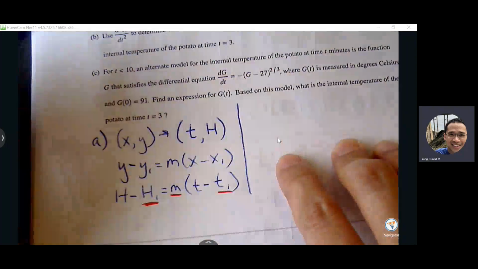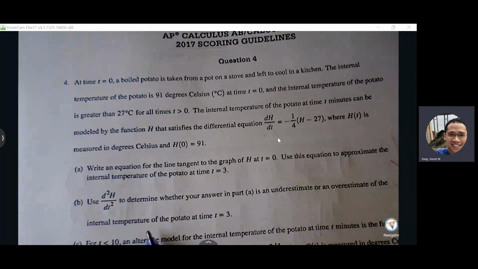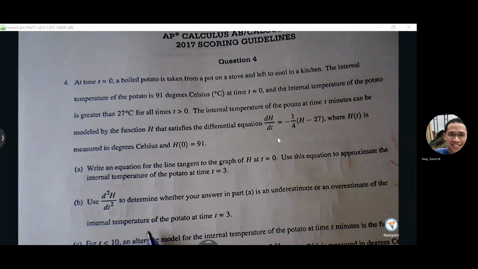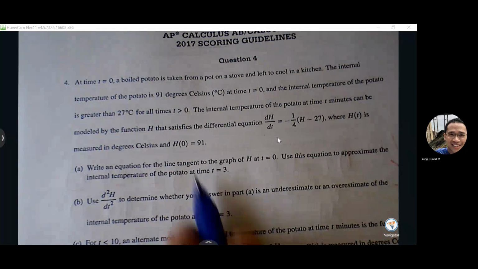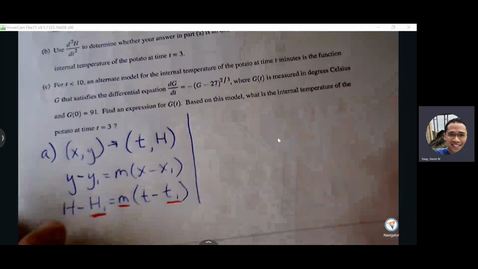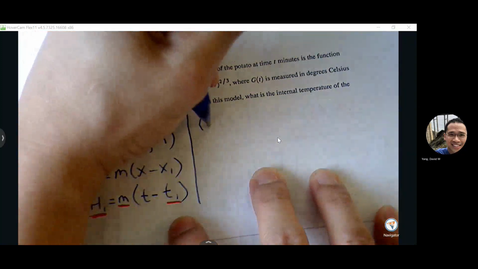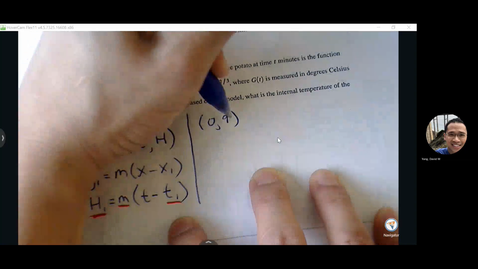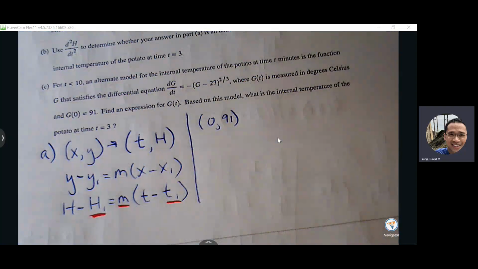Okay, so our ordered pair is, what's the ordered pair that we can use? 0, 91. Yep, that's our ordered pair. That's our t1, h1.